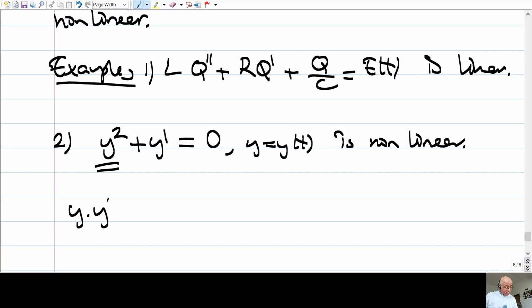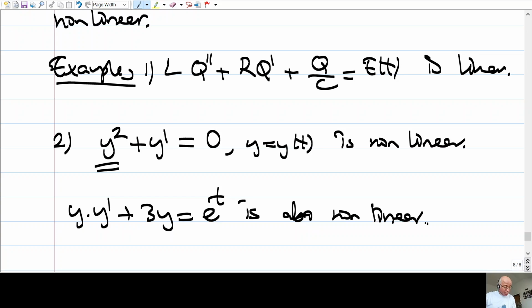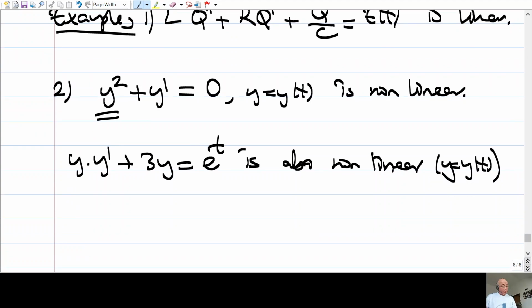This equation, let's say, is also nonlinear. Again, a dependent variable is multiplied with its derivative, right? Here again, I assume that y is the dependent variable and t is the independent variable, and y is a function of t, okay? So this is also a nonlinear equation.